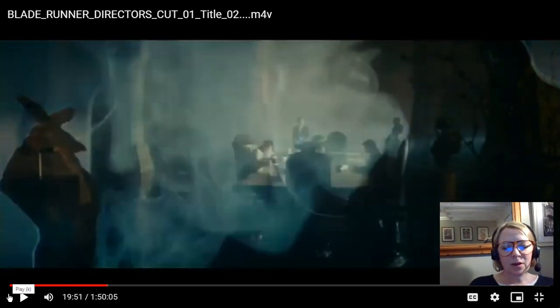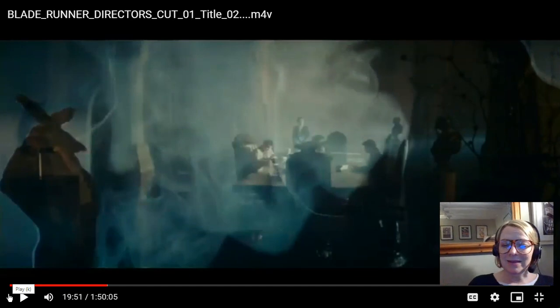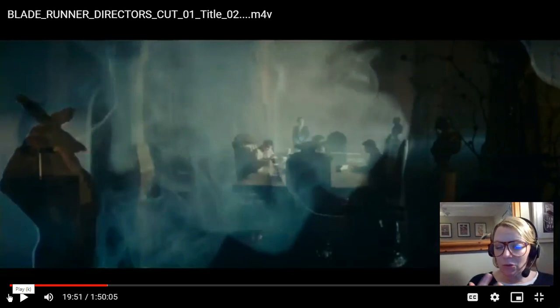I wouldn't let him. Cross dissolve here indicates the passing of time, and it gives this scene a very dream-like quality, a sort of fantasy quality.